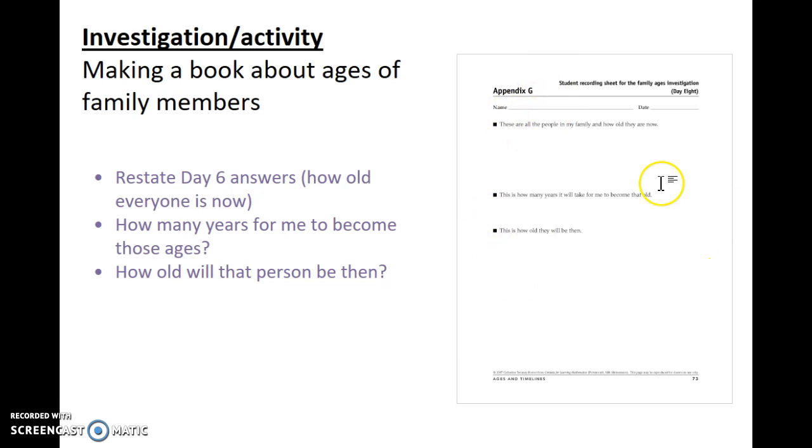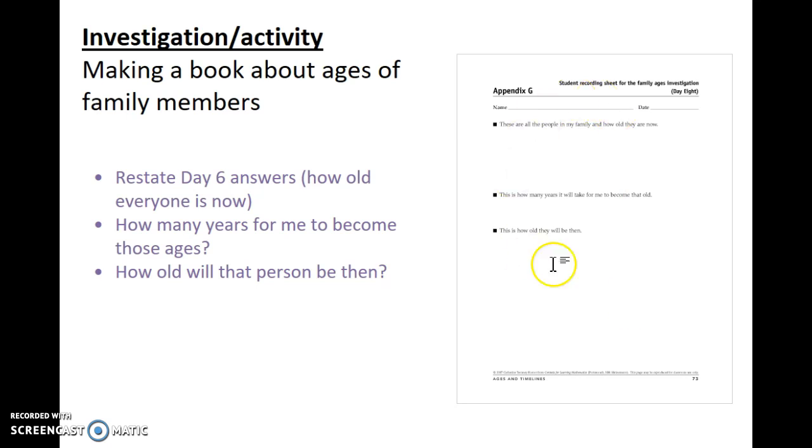For this one worksheet, they're really doing 3 things. One is they're restating their day 6 answers of how old each person is now. Then they're finding out how many years it will be until the child becomes those ages. And then how old will that person be then? So the first one's just restating, but the other 2 are very different things. One's subtraction, one's addition. You have to choose different numbers for each problem each time. And then they're doing this for maybe 4 different family members. So this is really like 12 different math problems that they're doing.